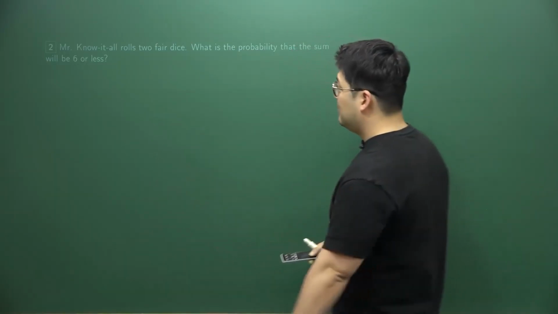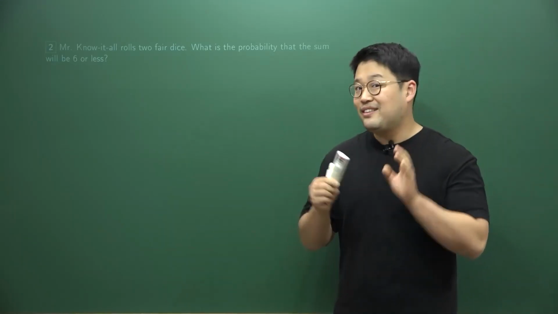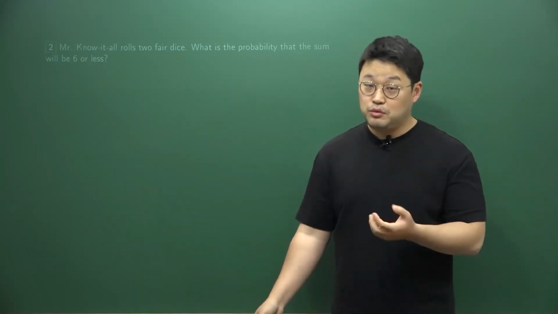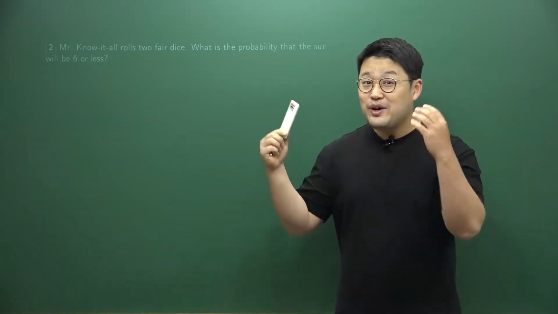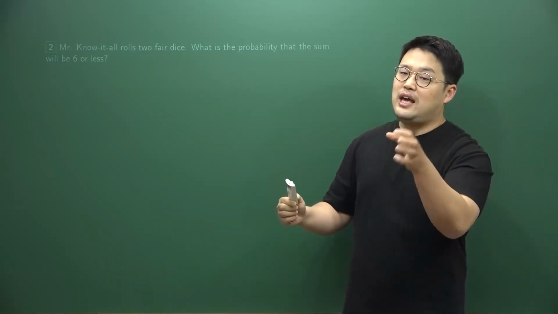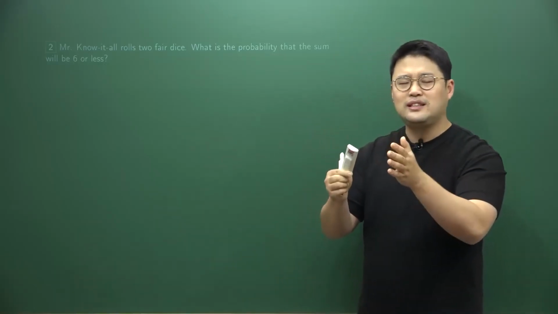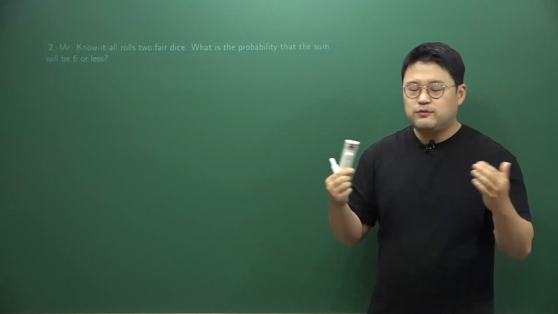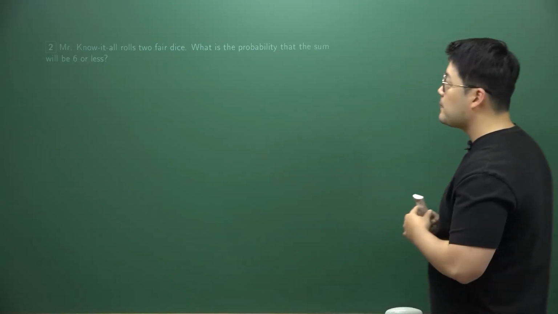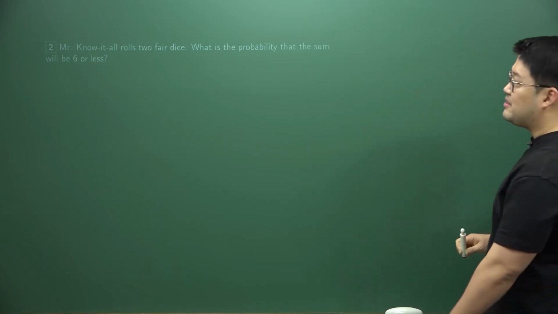Come on. Let's go. Mr. Know-It-All rolls 2 fair dice. Do you have to roll them at the same time? No. Do you have to roll them in a row? No. It's just up to you. If throwing a die at a time and throwing 2 dice at the same time is not confusing to you, just follow whatever you want to do. Okay? Now, Mr. Know-It-All rolls 2 fair dice. What is the probability that the sum will be 6 or less?